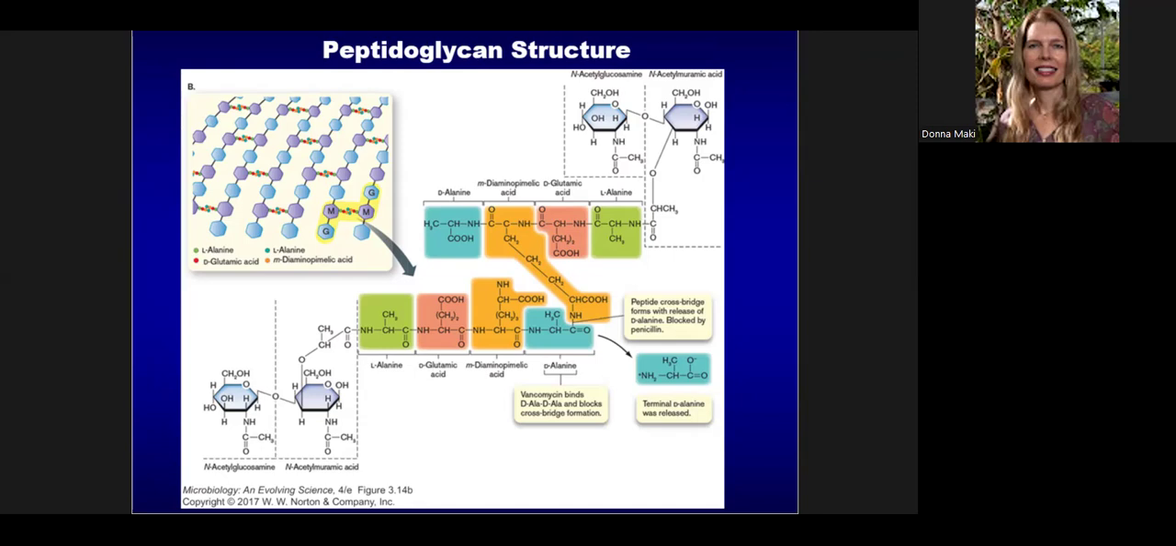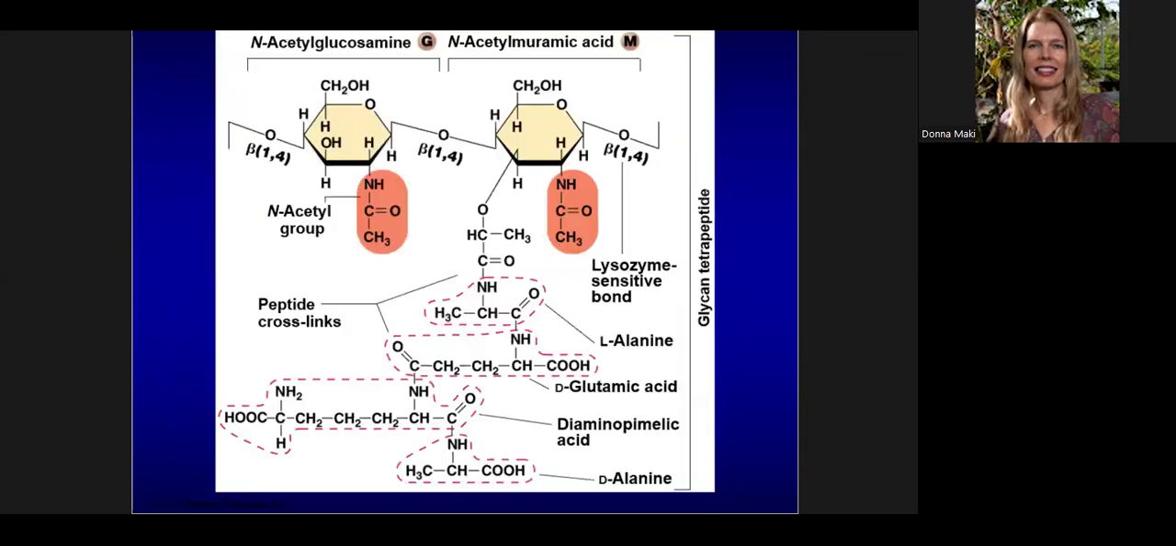So, here's another image of that. And so this is a good way to think about it. Peptide cross-links. They're cross-linking the neighboring NAG-NAM chains. And it's basically just so that all those chains of peptidoglycan, especially in the gram-positive, can stay together. They can be cohesive and not fall apart from each other.